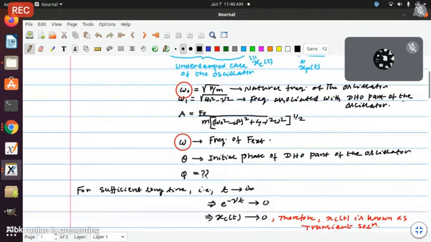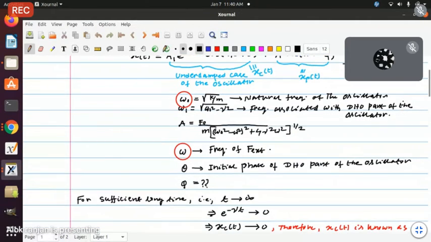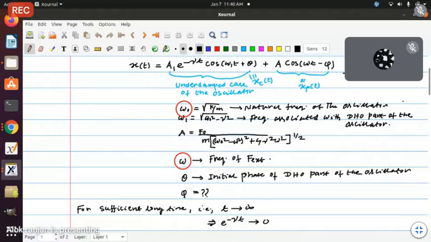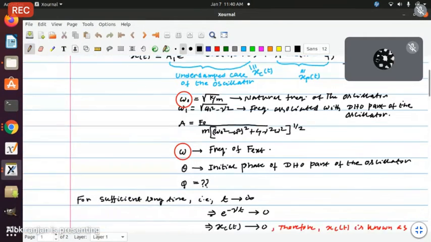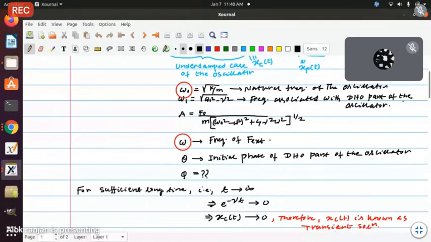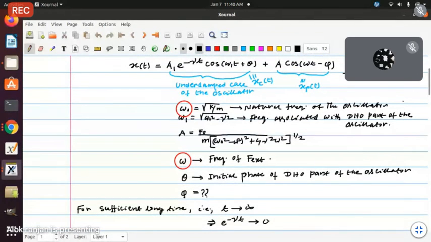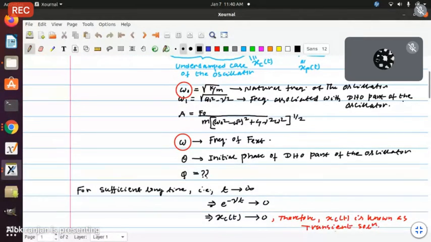So we will know the physical significance of phi, and therefore the energy associated with the oscillator, and we'll give some typical examples where forced oscillation can occur. Before we do that, let's see, can we further simplify this equation 1? Yes, we can do it.